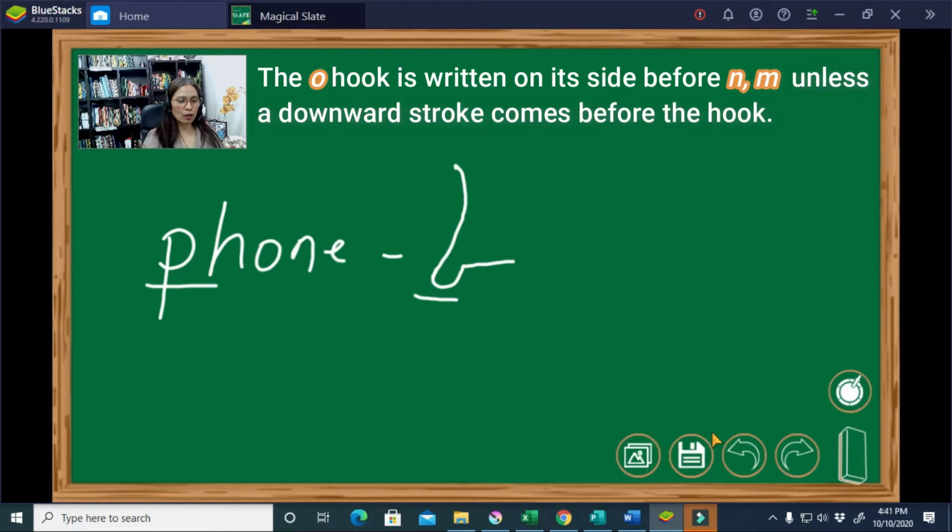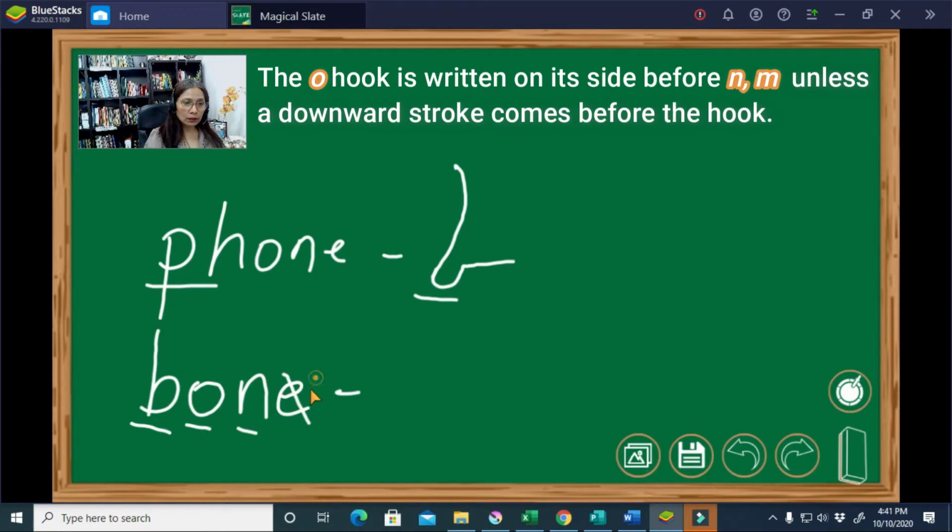All right? Another example, we do have the word bone. Okay. So this is a downward symbol. We do have the O, and here the E is not pronounced, so we have to remove that one. So we have the B downward. Now we have the O sound, the hook, and then the N. Okay. Now why is it not written along the side? Because of the downward curve before the O hook. All right. So that is the rule. Did you get me? Okay?